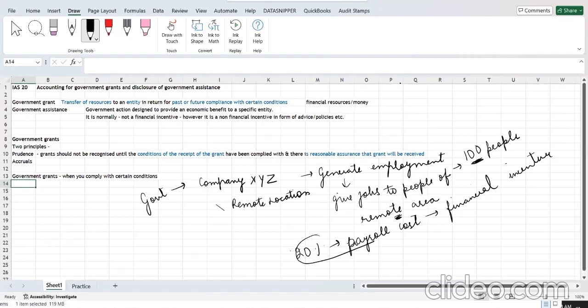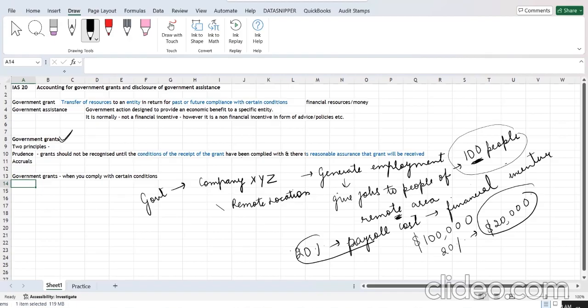So for example, for 100 people, the payroll cost is 100,000. Just an example. So the government will give you 20% of it, it will reimburse you 20,000. So this 20,000 is my government grant. And now what does the prudence concept say? Prudence concept says that you can recognize the government grant of 20,000, but the conditions of the grant should be complied with, and there should be reasonable assurance that the grant will be received, right?